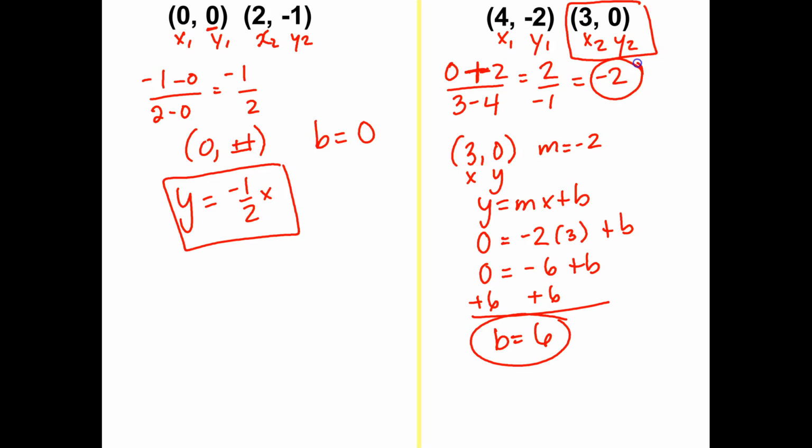m is equal to -2. And therefore, my equation in slope-intercept form is y is equal to -2x plus 6. What is this? This is the equation of the line through these 2 points in slope-intercept form. That's what that represents.